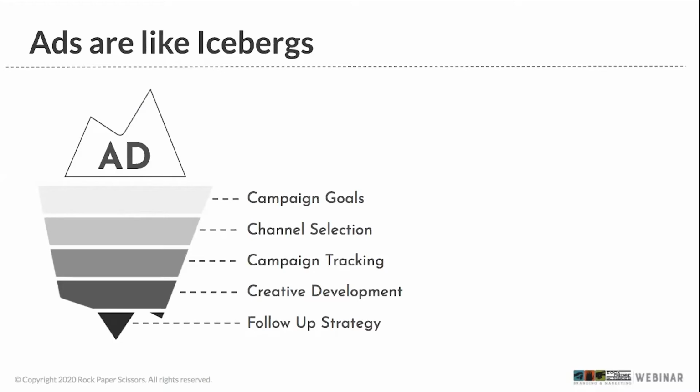The things that you don't see are really those campaign goals, which also tie back into your overall business goals for the year. We don't necessarily see things like channel selection or campaign tracking. So how do you actually know it's working? You don't ever actually see the creative development that goes into what the visual ad looks like. And then you also don't necessarily see the follow-up strategy.